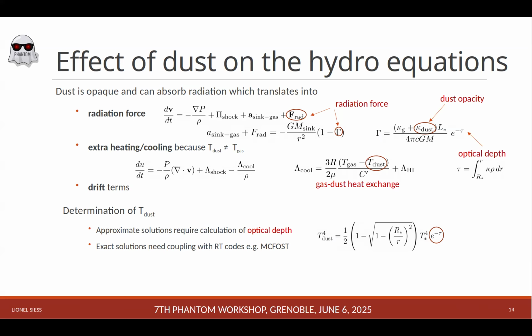And if we want to treat the full problem, we need to estimate the opacity and the dust temperature. For the dust temperature, there are some prescriptions that we included, some Lucy approximation that can be solved using some simple ray tracing, but the best and most accurate way would be to use MCFOST, which would directly provide us the dust temperature and potentially also the radiative acceleration.